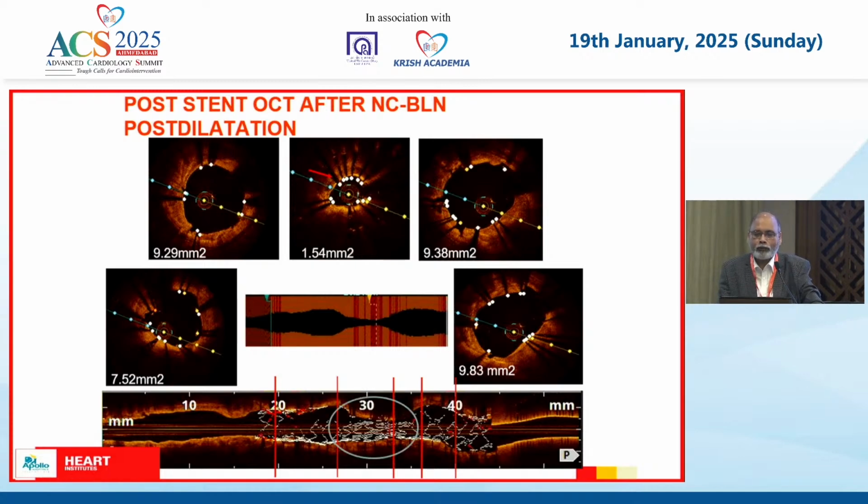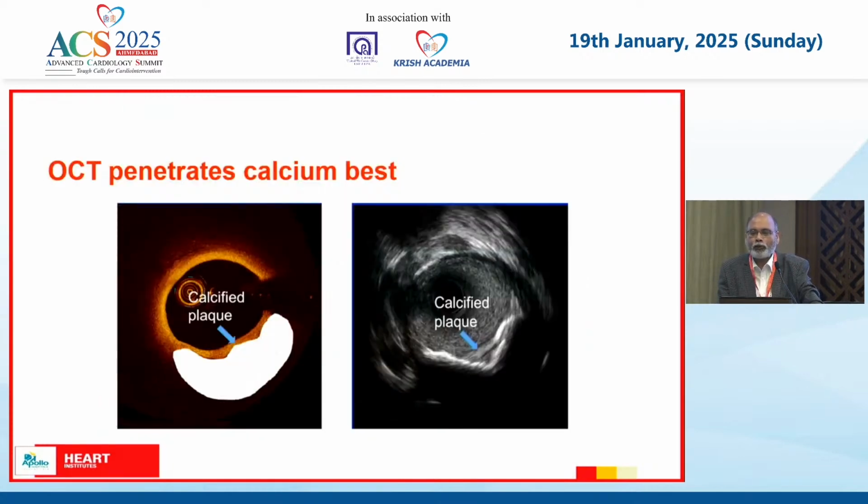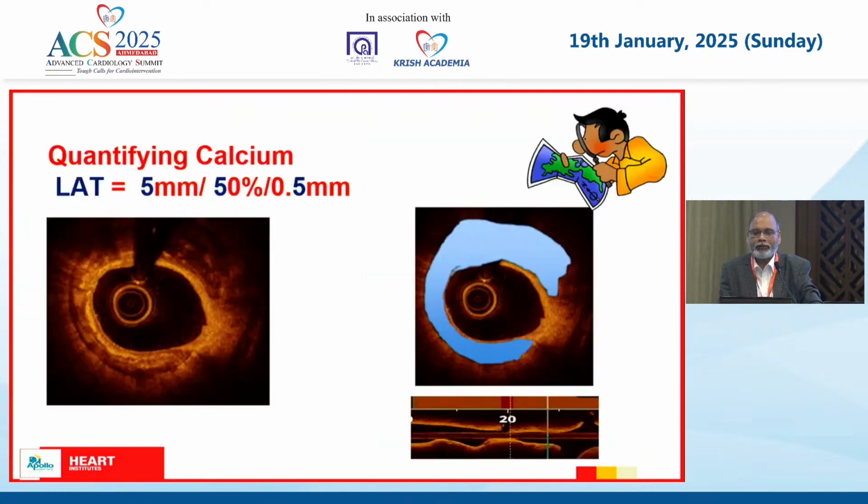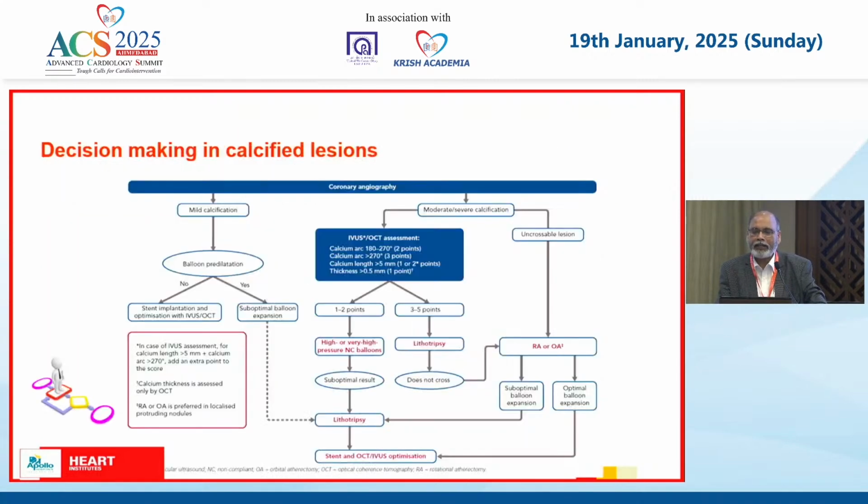So here, this OCT gives us a lot of idea, because OCT penetrates the calcium best compared to the calcium on the IVUS. So whenever you see calcium, think of the Titanic, because OCT helps in managing calcific lesions in a calculated manner. The Titanic sank because it didn't know where the iceberg was. That was the whole problem. So now quantifying calcium can be easily done on OCT, and based on these three criteria, we know what is the protocol to be followed.